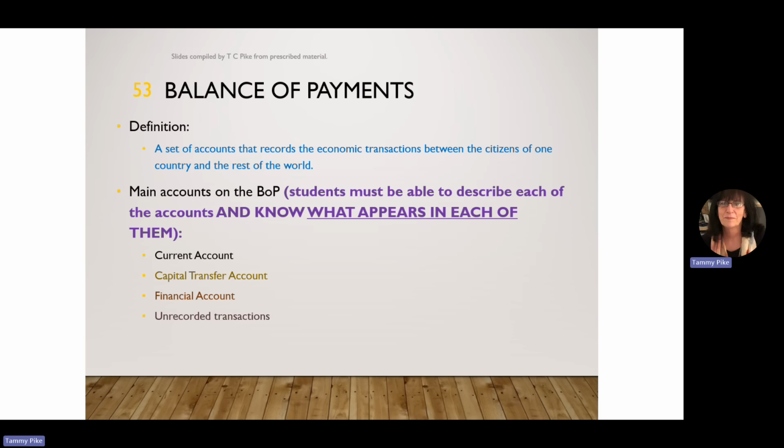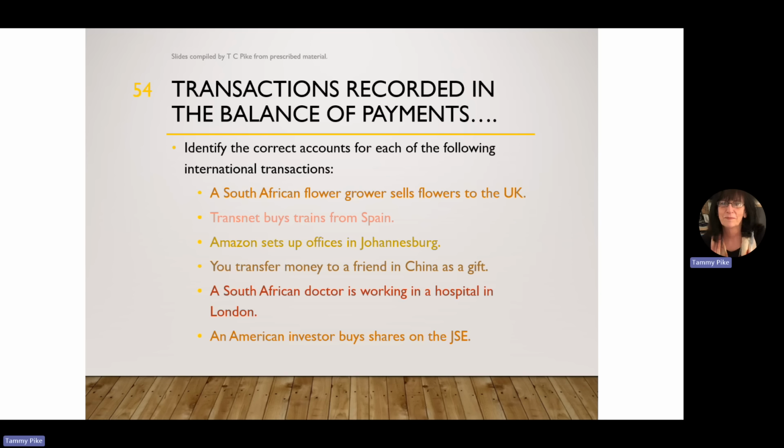All right. But we're going to test you on these now. So let's have a look and see if you can correctly identify which accounts transactions would go through. Hopefully you're playing along with me as you listen to this, and I'm going to give you a moment in each case to try and answer each of the questions. These are all international transactions. And what we want to identify is which main account and potentially which sub-account each one of them is going to go through. Let's start.